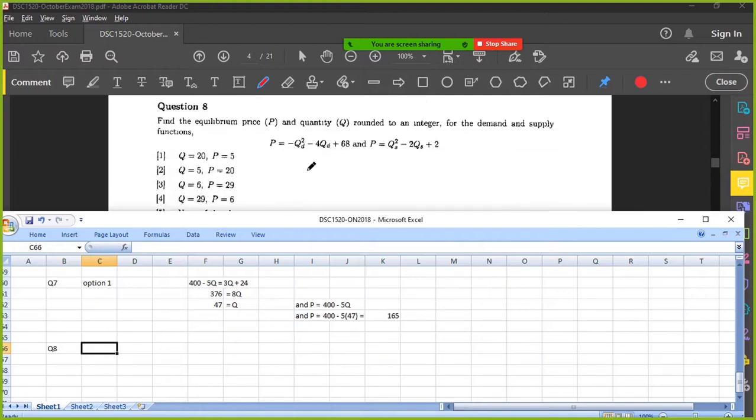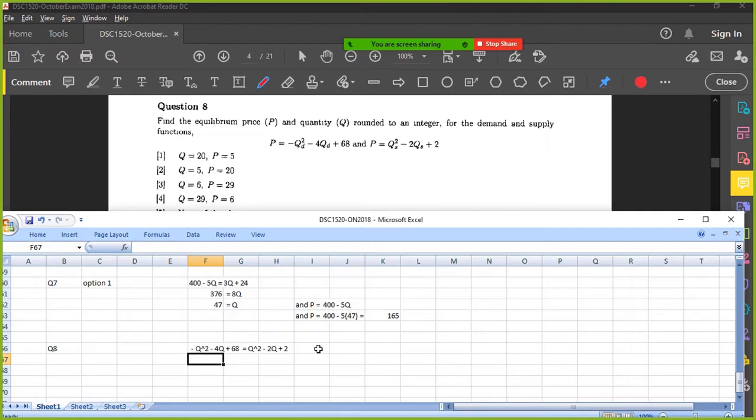Okay. Question 8, again, equilibrium. Do you agree? You've got demand and supply, making those two equal again. Same thing as before, so the one P equals the other P. So minus Q squared minus 4Q plus 68. Just double check. Yeah, it looks right. Equals Q squared minus 2Q plus 2. And then obviously solve for Q.